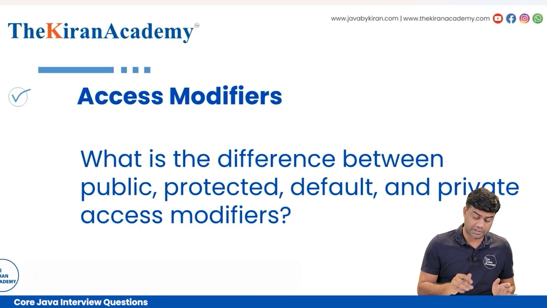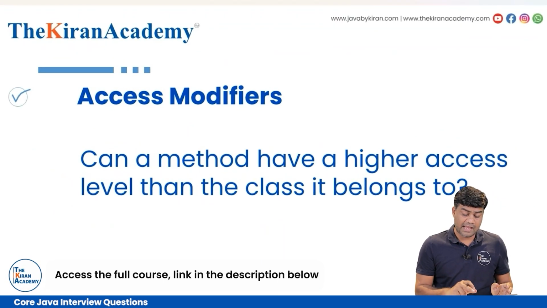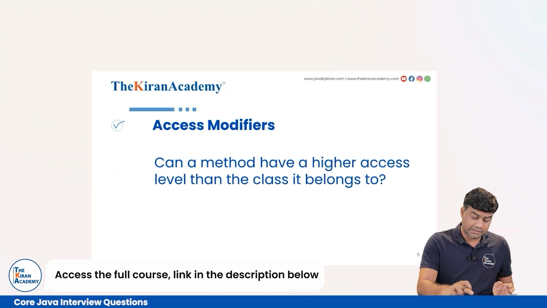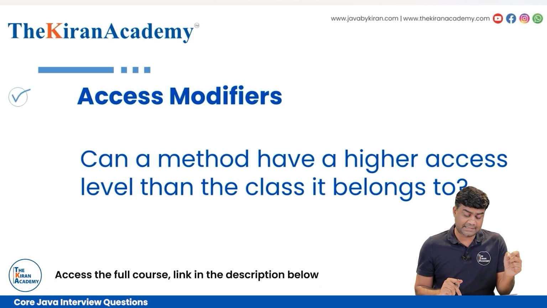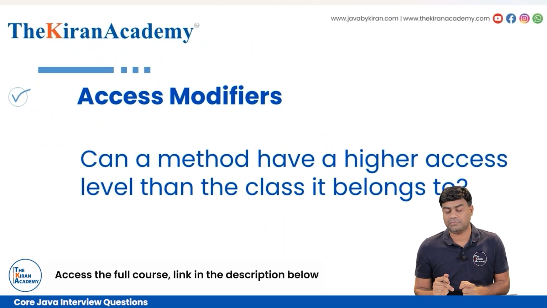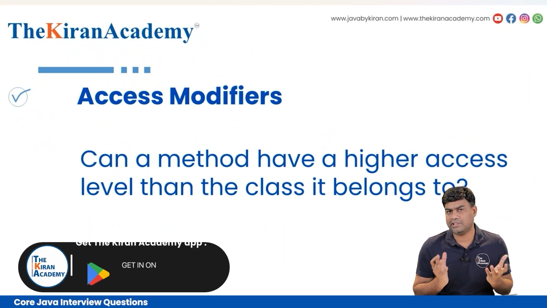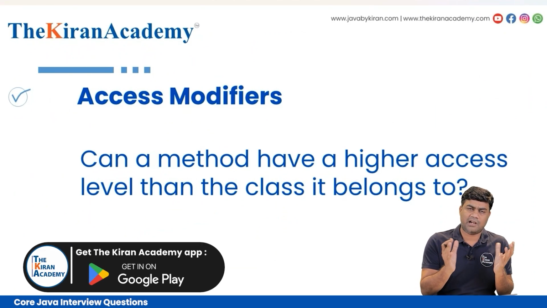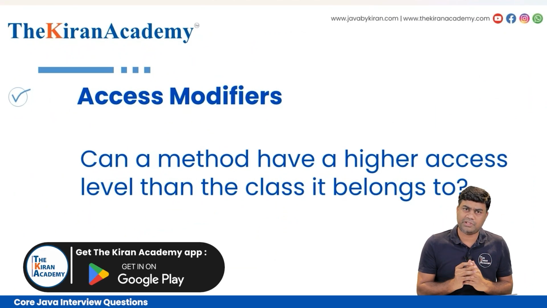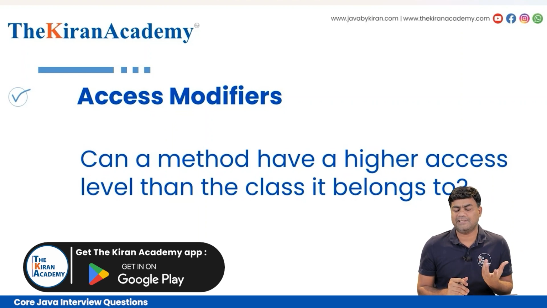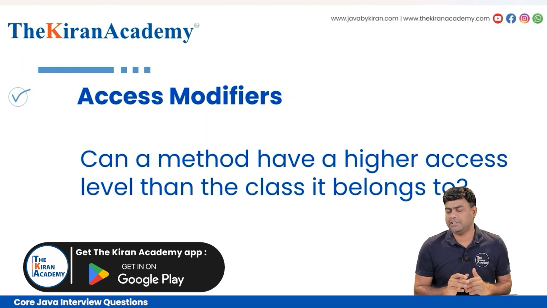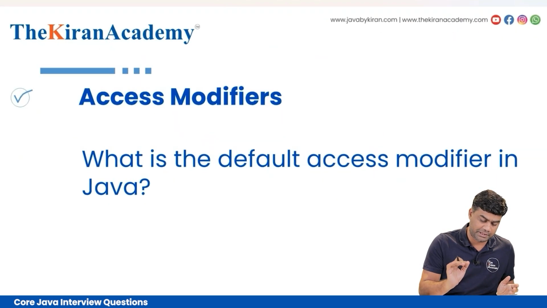Let's move on to next question. Can a method have a higher access level than the class it belongs to? Practically no, because there is no sense of making it. First, the outer box should be public. I mean to say, if class is default, variables and methods are public, it doesn't have any sense. So you can explain that way.